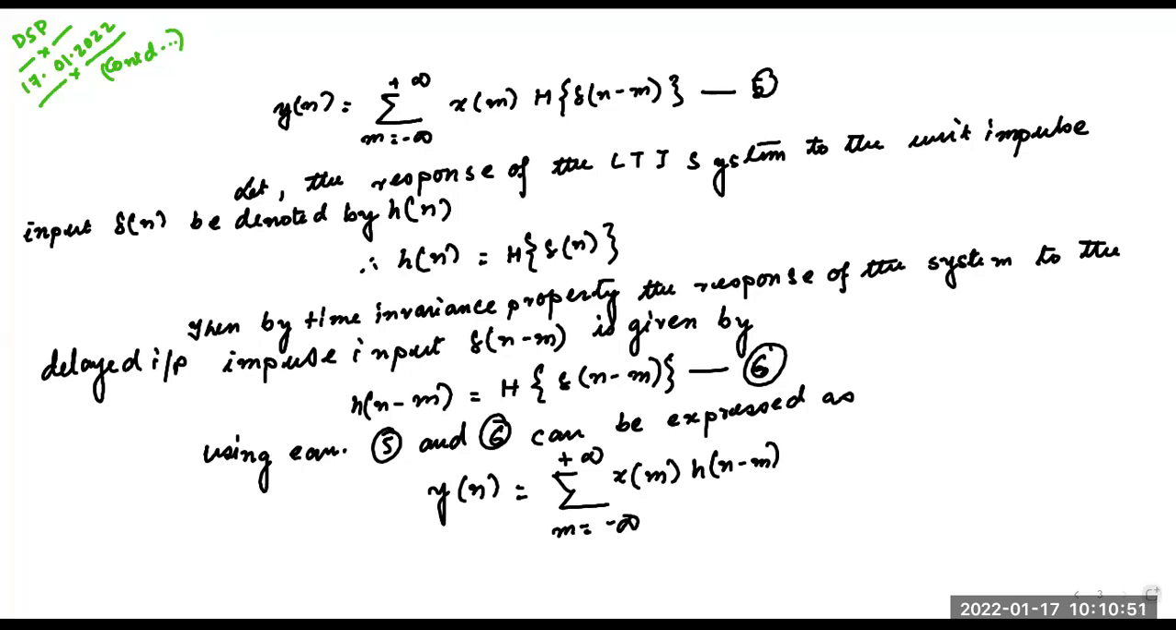So next day we will start interconnections of discrete time systems. There are two types of interconnection in discrete time systems. One is called the cascade connection and the other is called the parallel connection. We will discuss these connections and how to realize a discrete time system.